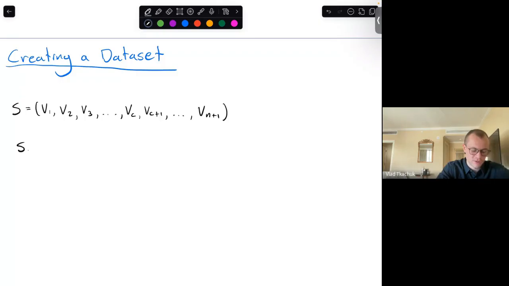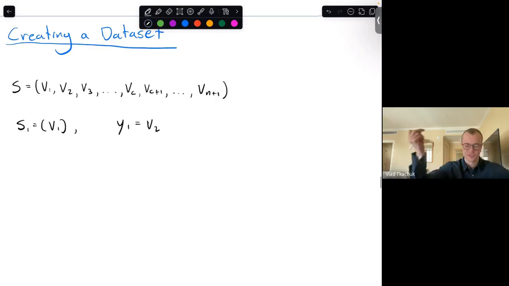So the first sequence would be something like S1 equal to just V1. And now we're creating our data set. So our first data point would be S1, Y1. The reason I'm using S1 is because I'm going to map it to X as a vector in a moment. So this would just be V2. This is my input, and I want to predict V2 here. So input, output should make sense, because that's how the data set says things should be. It says V2 should come after V1. The next data point is going to be V1, V2.